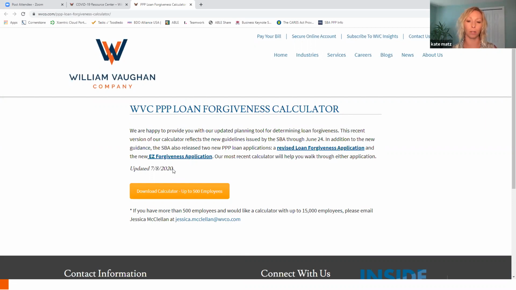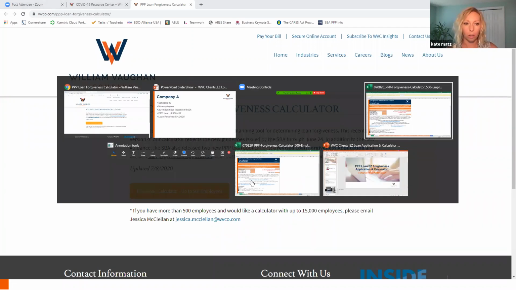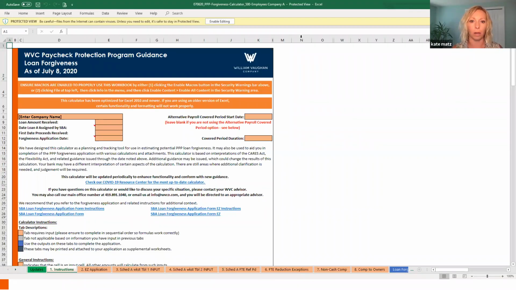So we do update the calculator as quickly as possible after those new various guidelines and interpretations come out from the SBA and Treasury, as well as we update for enhanced features when we get feedback from people like you that are using it and find some things you'd like for us to add. So you've got the most recent date, click on the button, and that will download the calculator for you. So we'll open one up here and start walking it through with our Company A example.